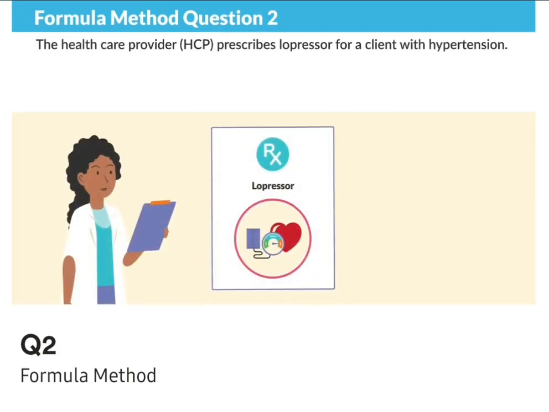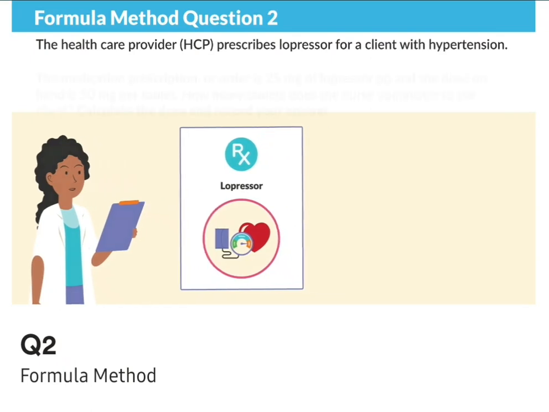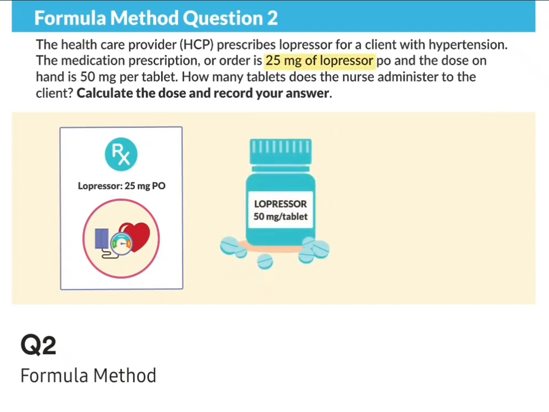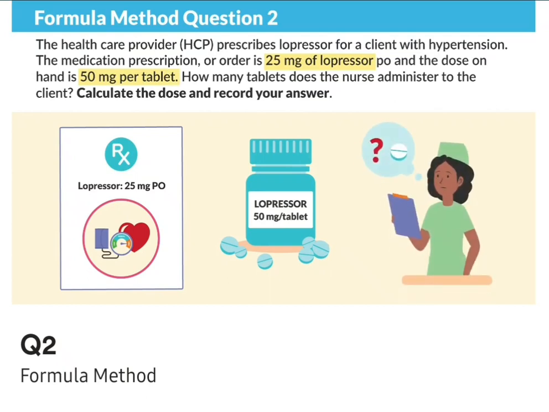All right, question number 2 here. The healthcare provider prescribes Lopressor for a client with hypertension. The medication prescription or order is 25 milligrams PO, and the dose on hand is 50 milligrams per tablet. So how many tablets does the nurse administer to the client?